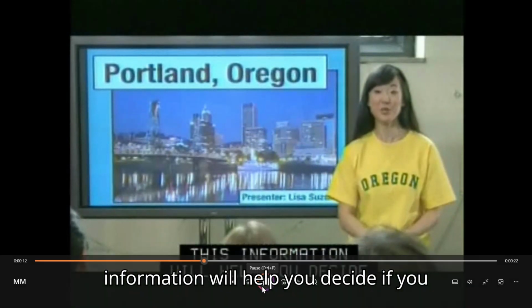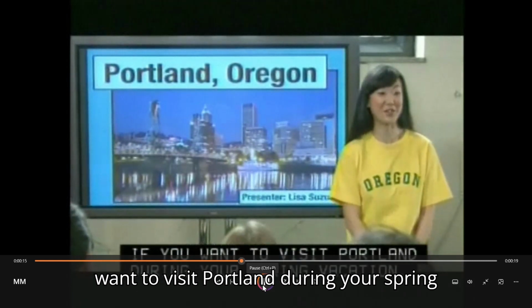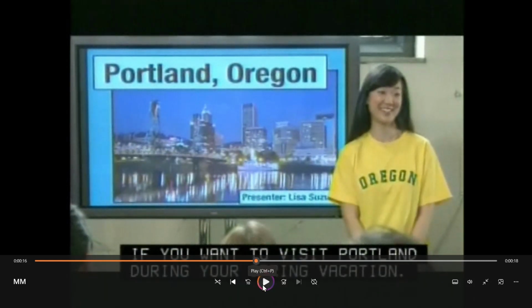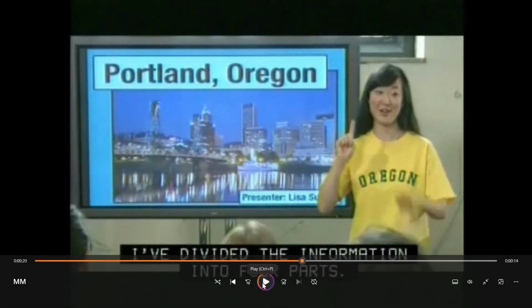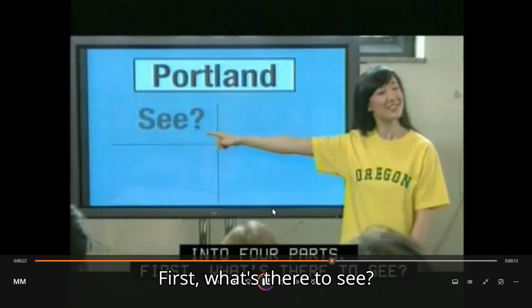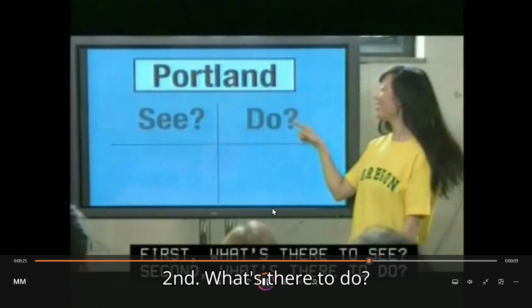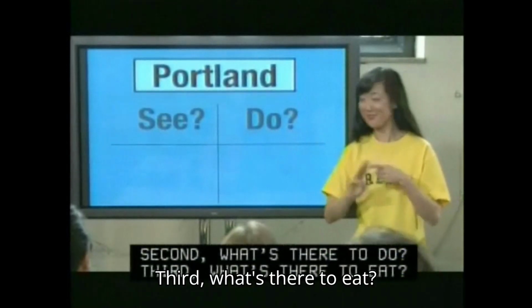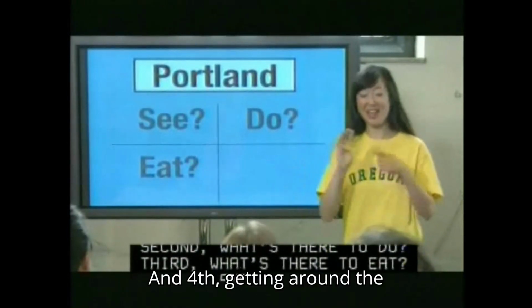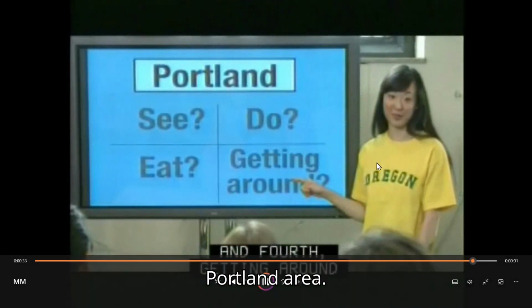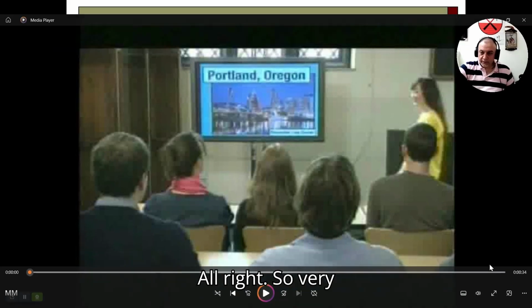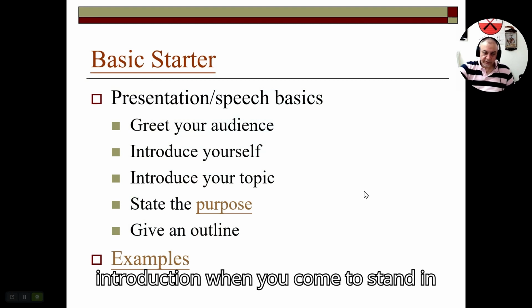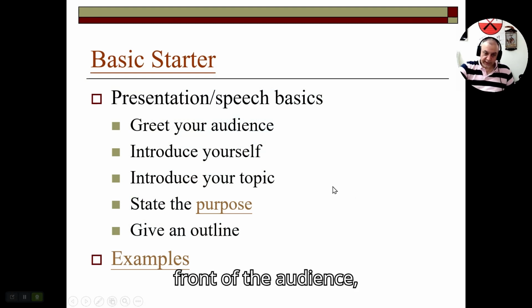This information will help you decide if you want to visit Portland during your spring vacation. And that's your purpose. I've divided the information into 4 parts. And this is your outline. First, what's there to see? Second, what's there to do? Third, what's there to eat? And fourth, getting around the Portland area. All right. So very basic part of any introduction when you come to stand in front of the audience.